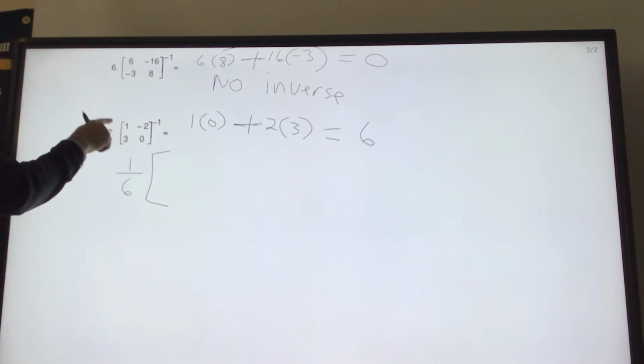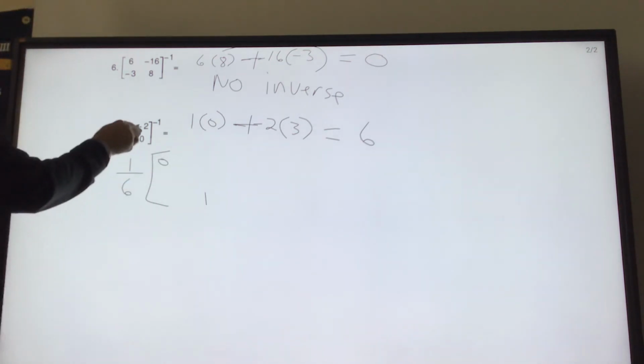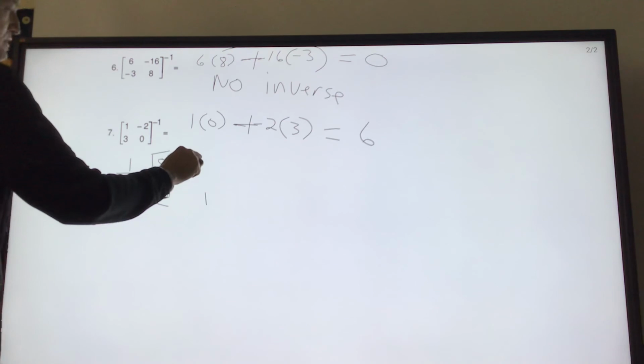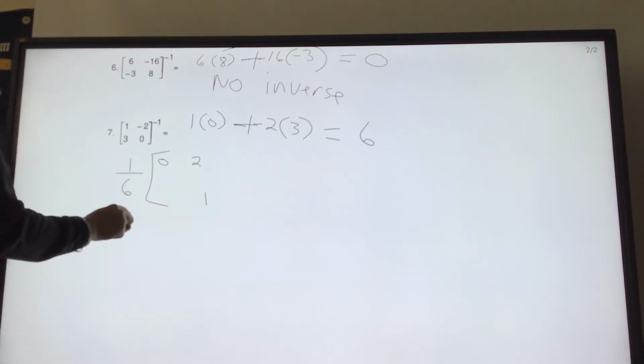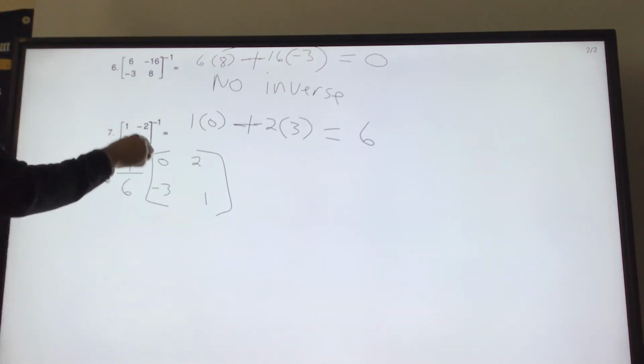Rearrange our matrix, swapping out A and D, so 0 and 1. Changing the signs for B and C. So this will be a 2 because it was a negative 2. This will be a negative 3. Now we distribute.